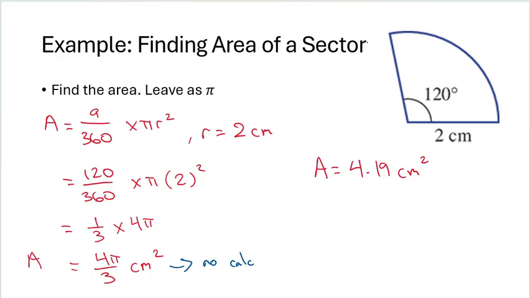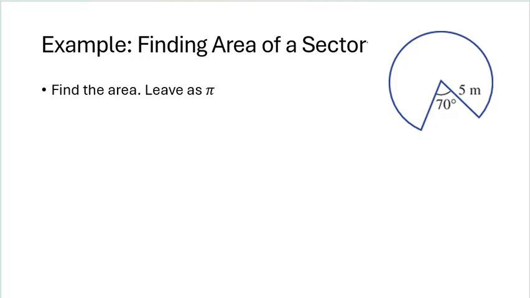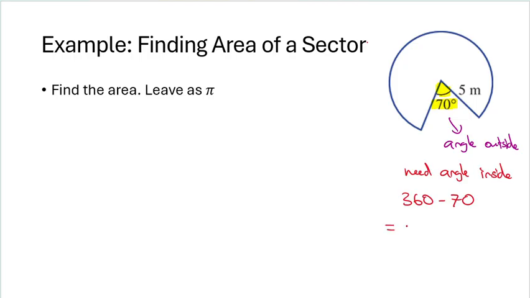For this one here, you've got a bigger circle, but what you need to notice is this 70 degrees is for the outside. So this is the angle outside. We need the angle inside. So to do that, we're just going to take 360 and minus it by the angle on the outside. So we have 290 degrees. And we have our radius as well, which is just 5 meters.